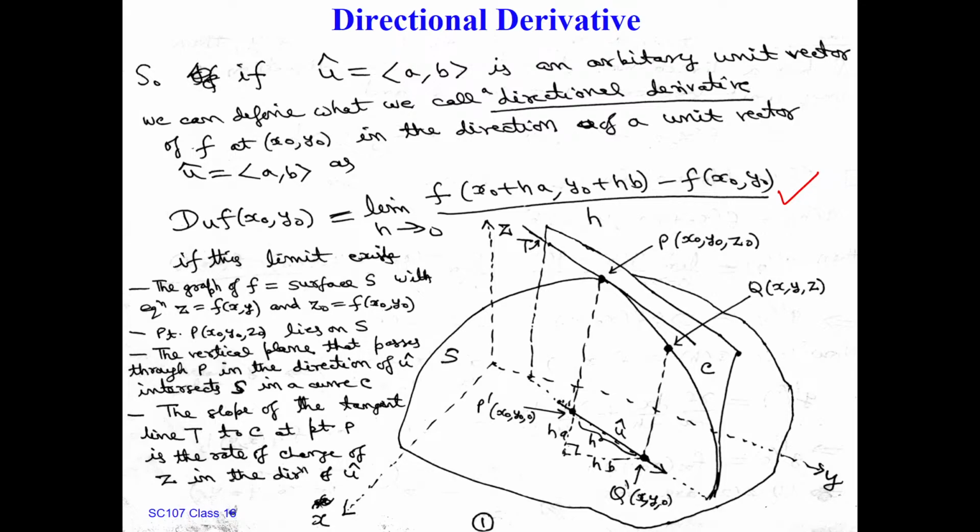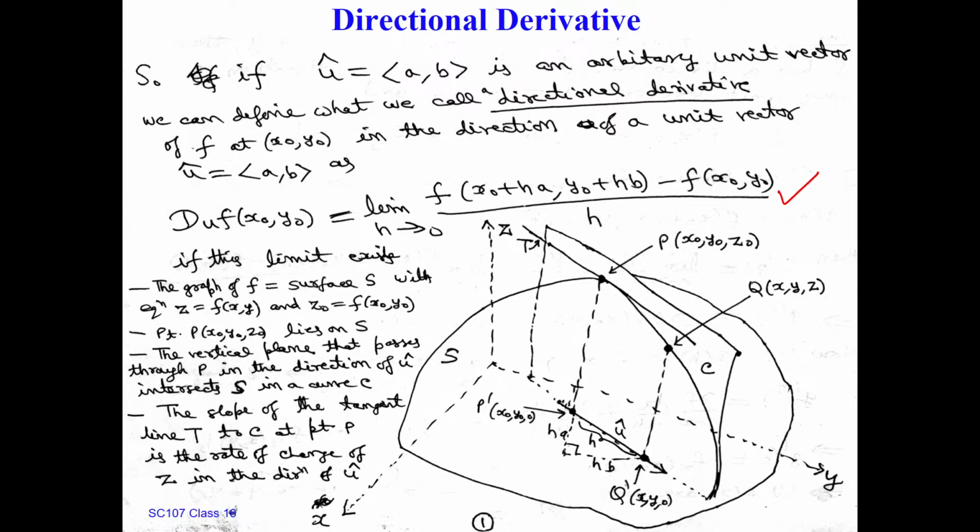So basically if h approaches 0, this point and this point will move towards each other, and in that case P and Q will move along the curve at the same time. Now, if I draw a tangent here at this point P, this tangent represents the derivative in the direction of the unit vector u, because this is the unit vector u in this direction.